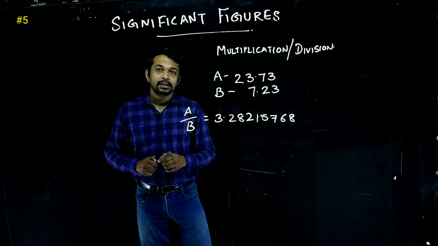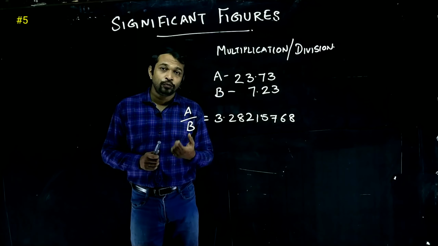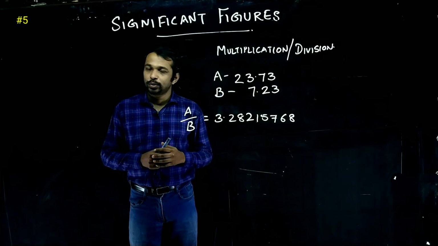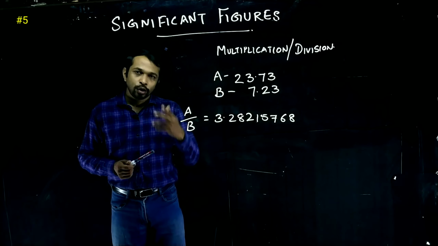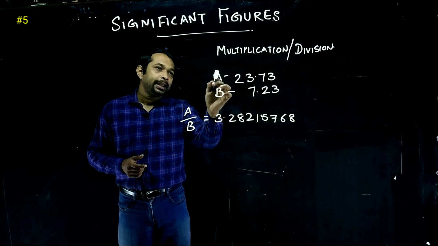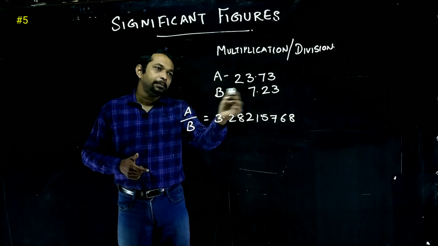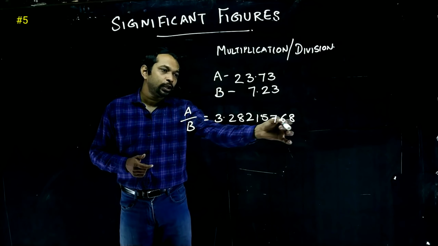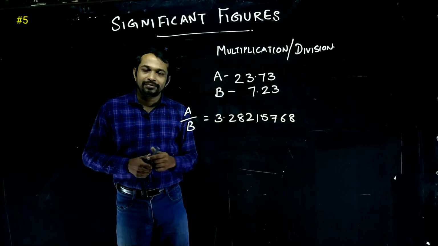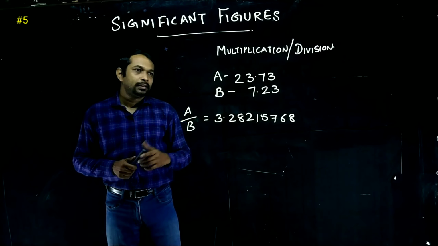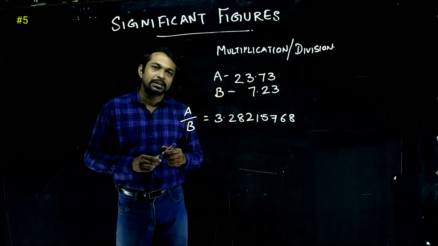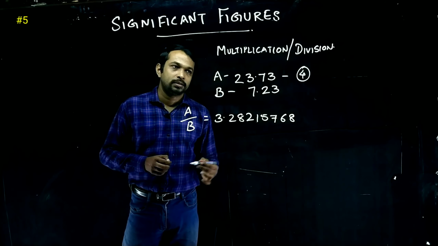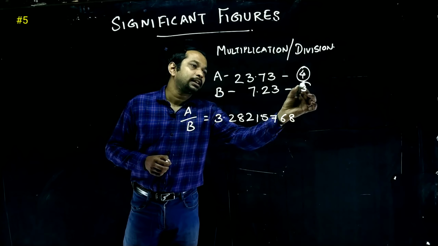Now let's see how many significant numbers we must retain when you are multiplying or dividing 2 numbers. Let's take an example. You have 2 numbers, A and B. A is 23.73 and B is 7.23. Okay, now A by B is giving you a number with lots of decimal places. Okay, now see how many significant numbers A has got. A has got 4 significant figures and B has got 3 significant figures.